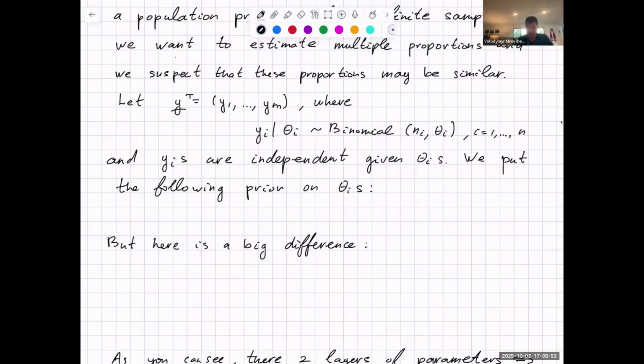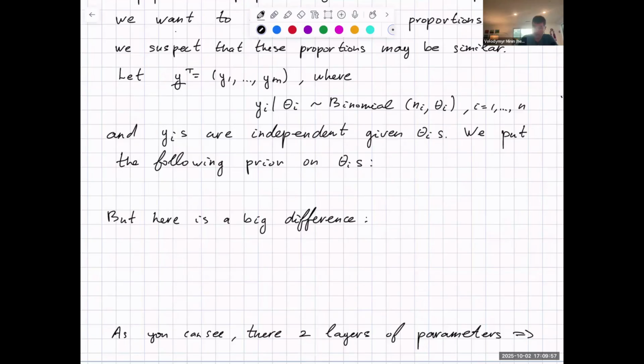Okay, we assume that the y_i's are independent given these theta_i's, and we put the following prior on the theta_i's. So we're going to say we have lots of proportions now, m proportions. Actually, that should also be m right here. And we're going to assume that they are IID, independent and identically distributed, with prior equal to beta(alpha, beta).